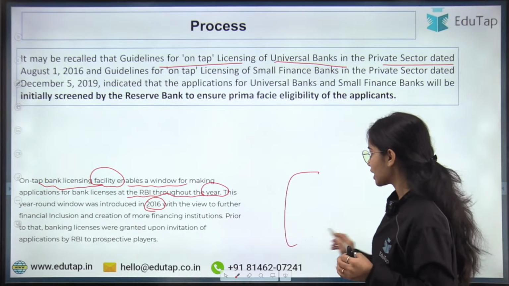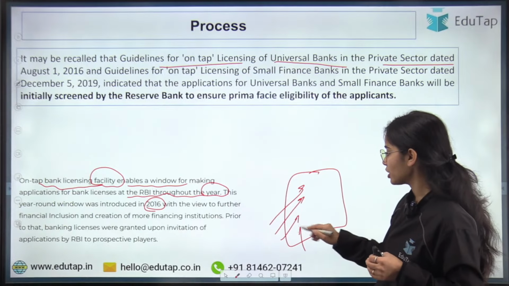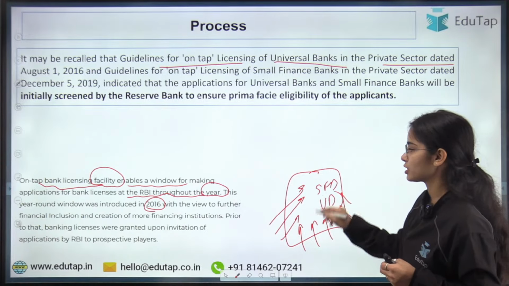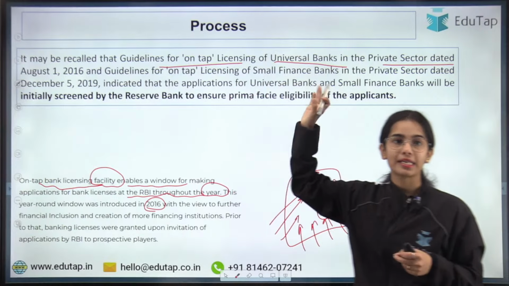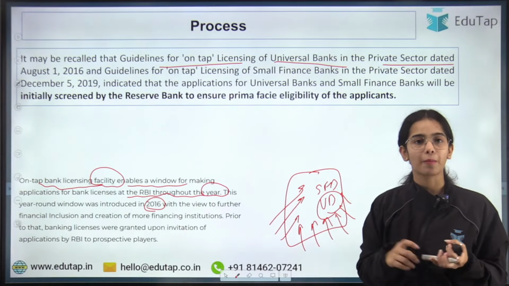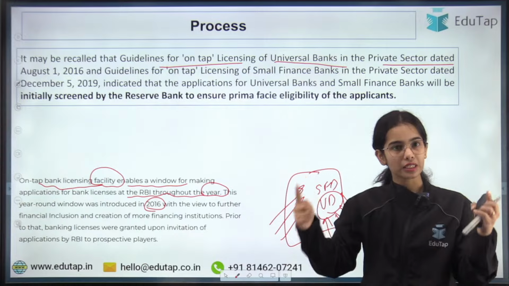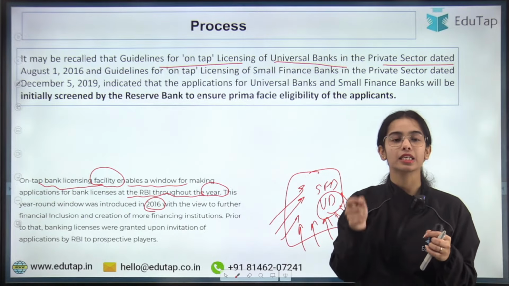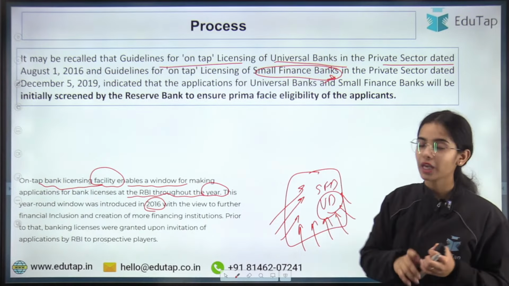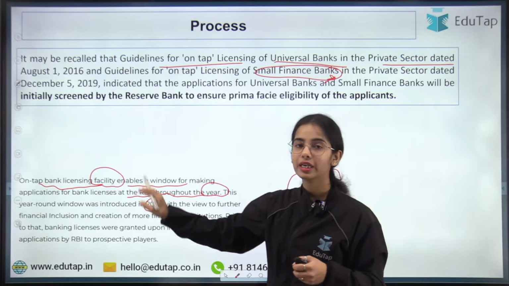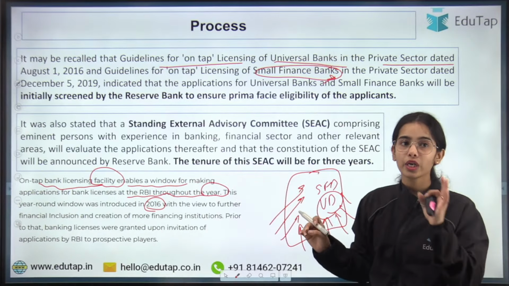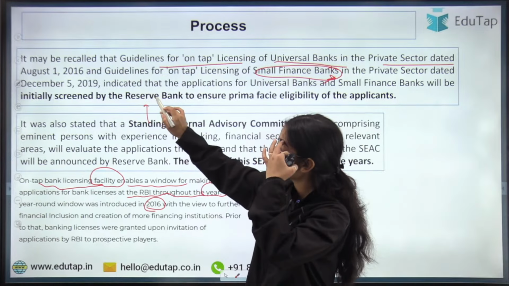So the window is always open, and you can send the application whenever you want to the RBI for opening a small finance bank or a universal bank. As per the guidelines for on-tap licensing of universal banks released in 2016, the RBI will be taking applications for bank licenses throughout the year. Then on-tap licensing guidelines were released for small finance banks, and the same facility was also provided. So the idea is that throughout the year, individuals, entities and promoters can send applications for getting a bank license.